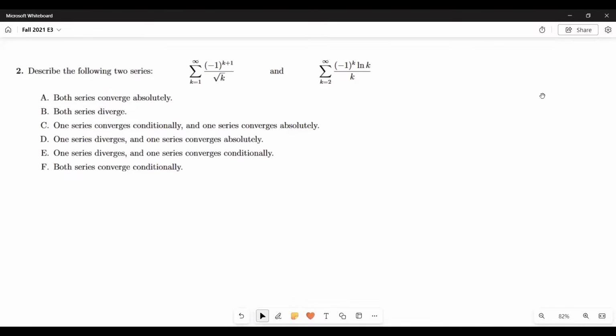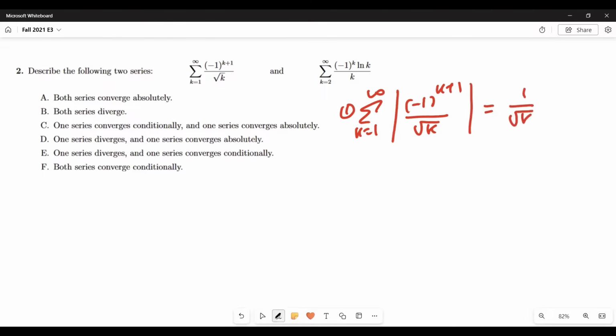Okay, this question asks us to describe the following two series. The first one, let's look at, is the sum from k equals 1 to infinity of negative 1 to the k plus 1 over square root of k. If you want to check whether it's converging absolutely, you put the absolute value, so it's going to be 1 over square root of k. This is 1 over k to the 1/2.